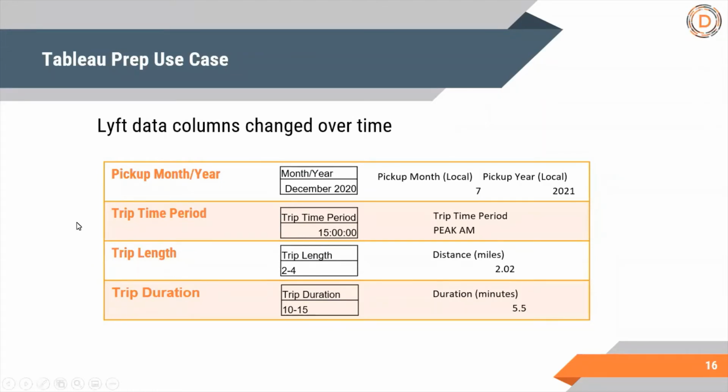So here are some examples of the data challenges that the Lyft data presented. In some months, the Lyft data set had the pickup month year as one column, like this, and in others it separated the month and the year. And then there were similar variations in the trip time period, trip length, and trip duration. So what we did is we used Tableau Prep to combine these data into a consistent format. And then we could use that in the Tableau dashboards.